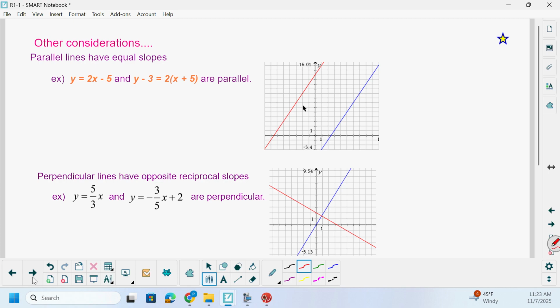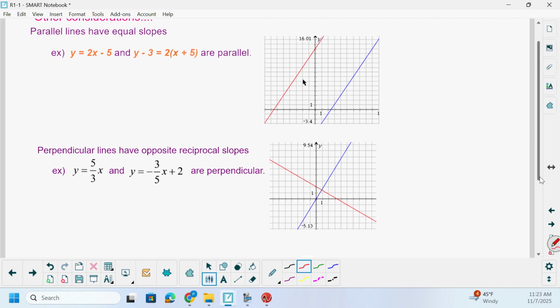Two special types of lines are parallel and perpendicular. Parallel lines have slopes that are equal, but their y-intercepts should be different, because if they're the same, then it would just be the same line. And perpendicular lines have slopes that are negative reciprocals. That means the sign is changed in the slope and the fraction is flipped. To be perpendicular means that they form a right angle when they cross.